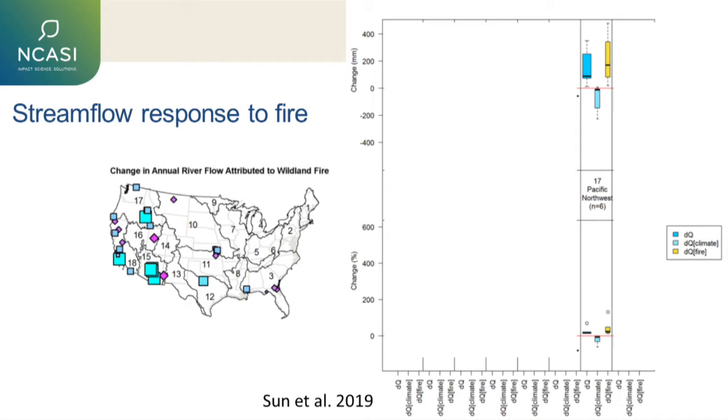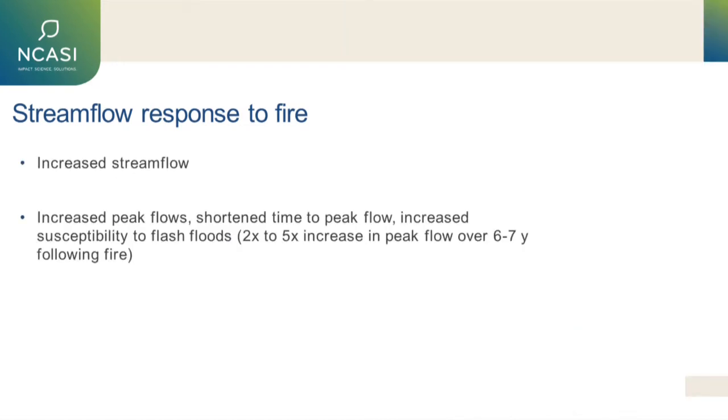So the yellow is showing an increase. The lighter blue, which is the middle bar, is change in discharge expected due to climate alone. And then the one on the far left, darker blue, is change in discharge due to both processes. So fire plus climate still indicates a positive change expected for region 17 in their analysis. So just to rehash those findings, there's anticipated increased stream flow with fire, including increased peak flows, shortened times to peak flows, and increased susceptibility to flash floods following fire.